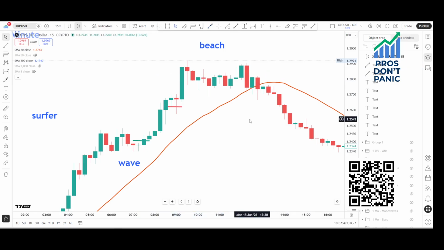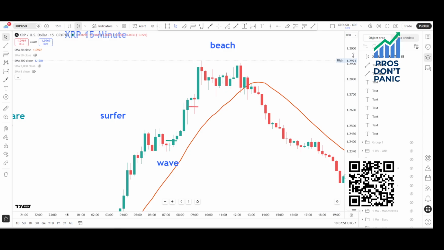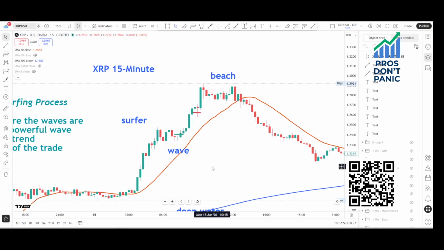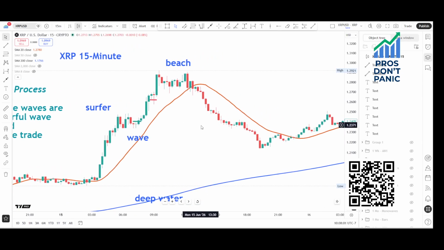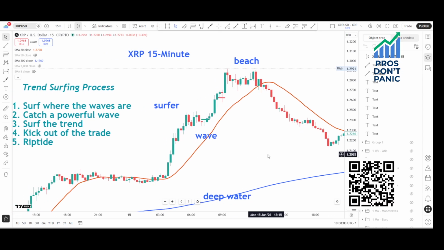All right. So I told you I was going to go over the riptide. So I'll save that for the next video and we're going to go over the riptide. So that's surfing the trend, kicking out of the trade. And this is going to be the riptide. We're going to see how we could surf going back to the deep water. All right. So that's for the next trade.